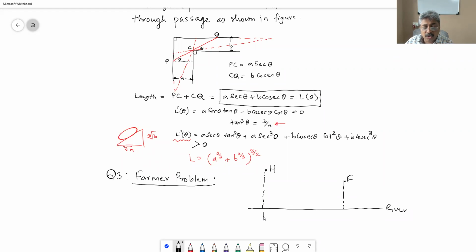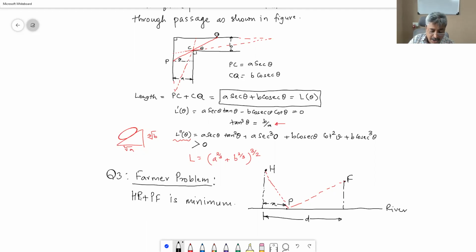Okay, the distance measured along the river between the house and the farm is D. And out of this distance D, he has to move x distance from the left. He goes here, and from here goes back to the left. So what is the value of x? What is the value of x he should choose so that HP plus PF is minimum?